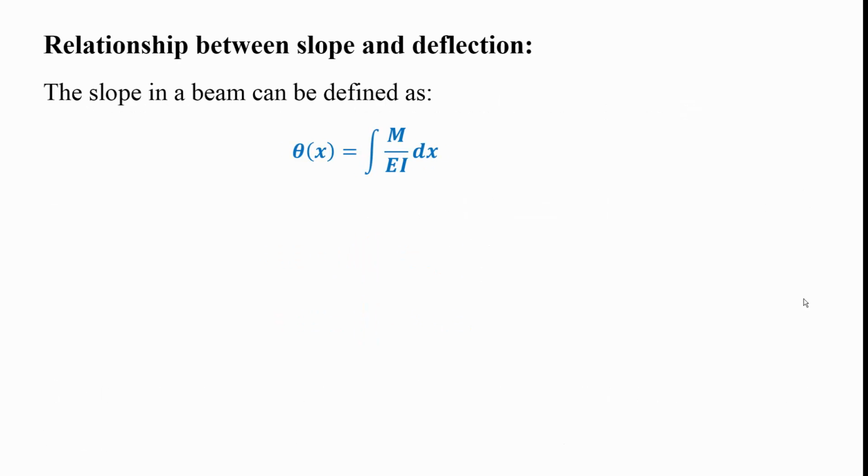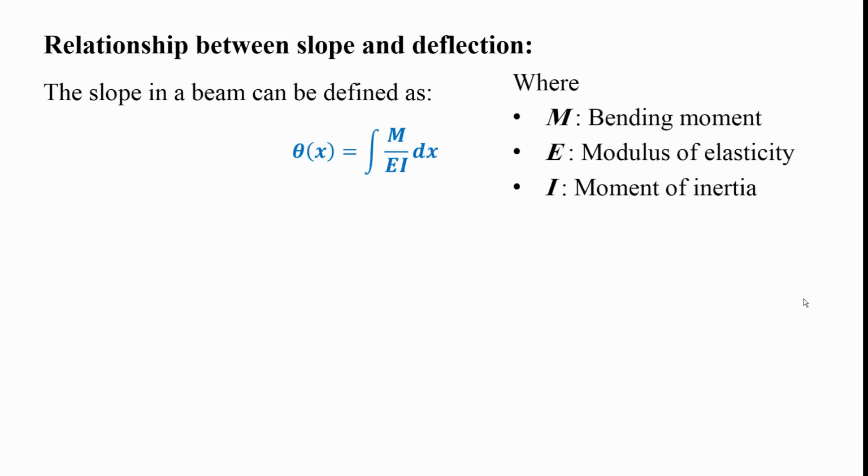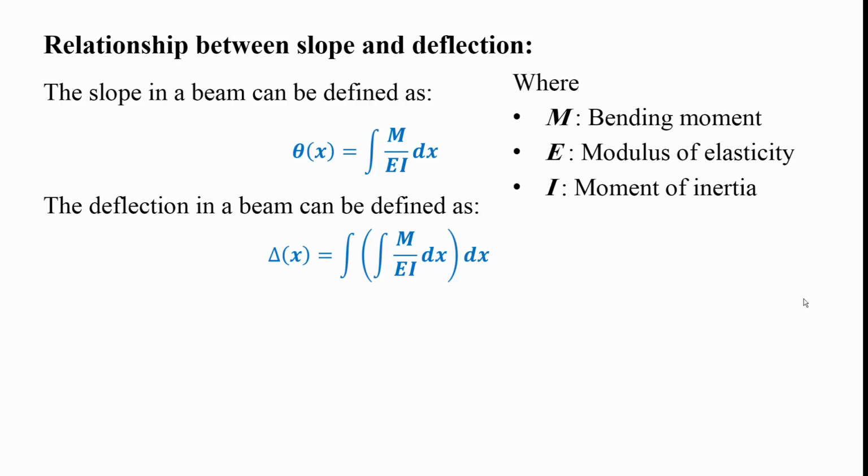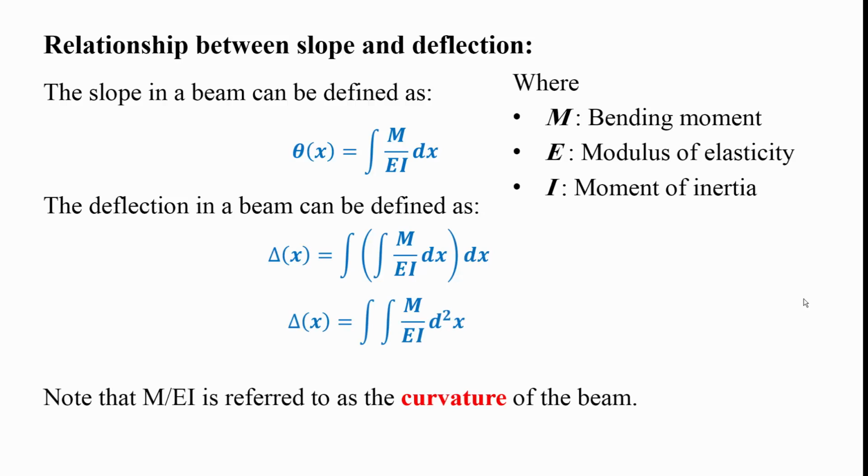The slope of the beam can be defined as θ(x), for example, is the integration of M over EI dx. So what is M? M is the bending moment, E is the modulus of elasticity, and I is the moment of inertia of the beam. If we take a look at the deflection of a beam, it can be defined by double integrating M over EI. What do we call this M over EI? M over EI is referred to as the curvature of the beam.